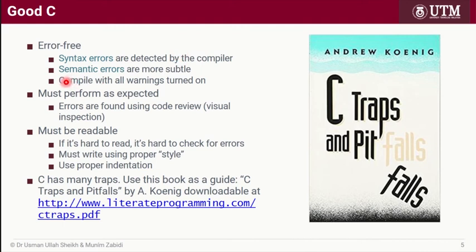And then the semantic errors are more subtle, so compile with all warnings turned on. In order to have error-free programming, you need to do a compilation. Besides that, your program must perform as expected, which is where errors are found with the code review by using visual inspection.